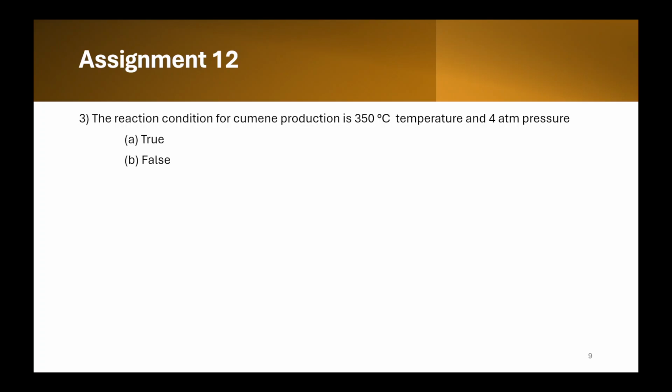The reaction condition for cumene production is 350 degrees Celsius temperature and 4 atmospheric pressure. Is this statement true or false? We have discussed this before, that the reaction condition is 350 degrees Celsius temperature and 25 atm pressure. So this is a false statement.